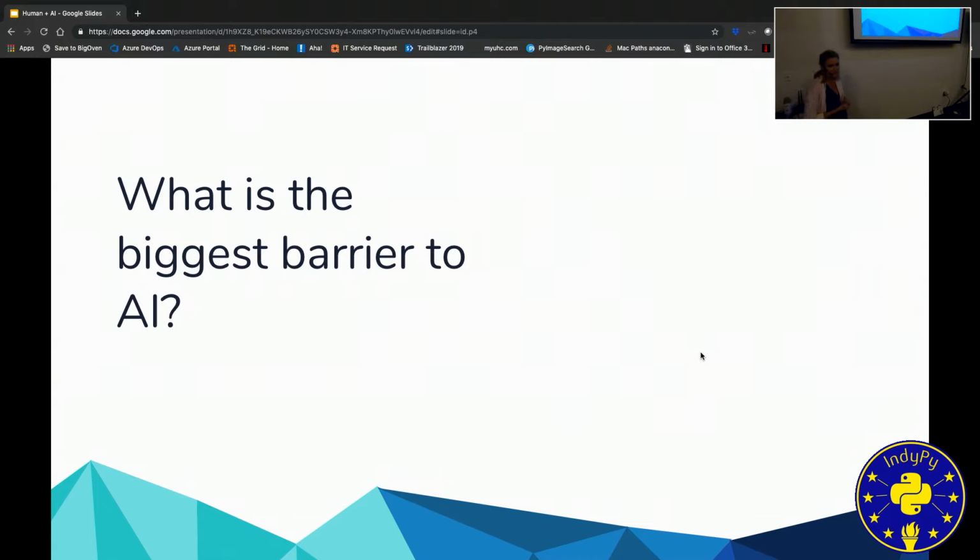Okay, so what's the biggest barrier to AI? Does anybody have any ideas? Like what makes it hard? Exactly. Data is one of the biggest barriers to AI. Getting the right data and getting clean data and getting usable data that works is really difficult.